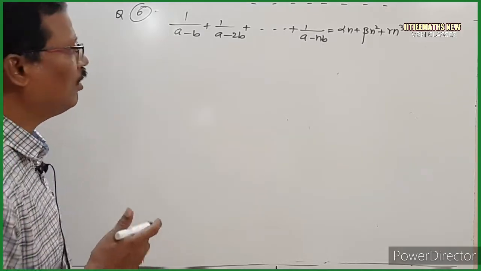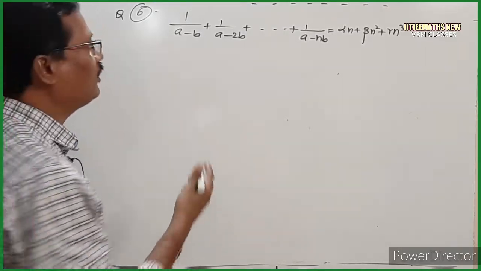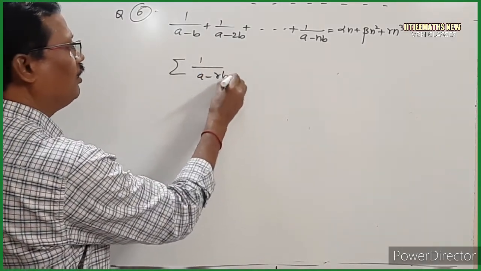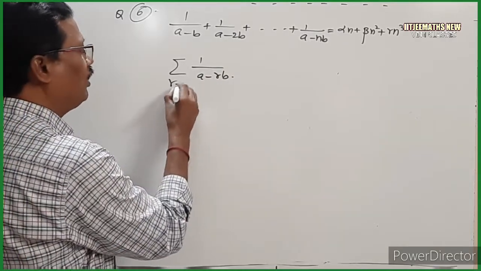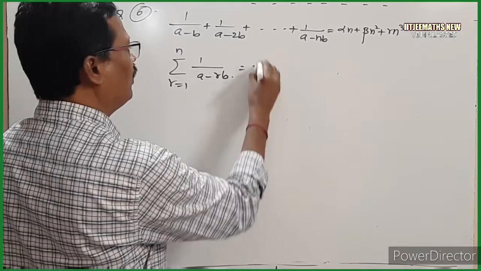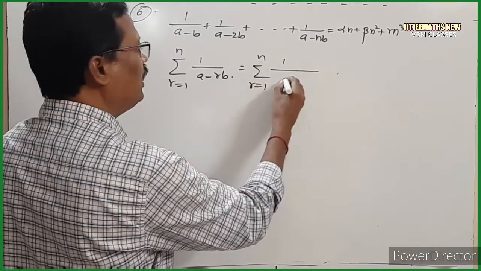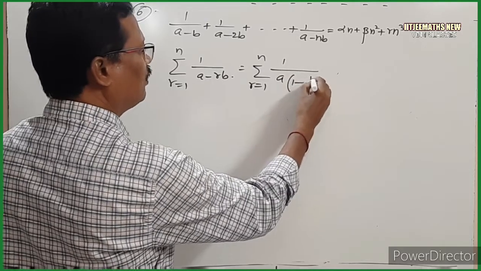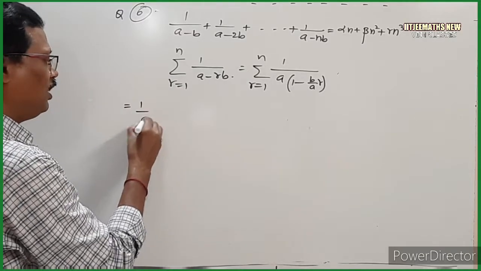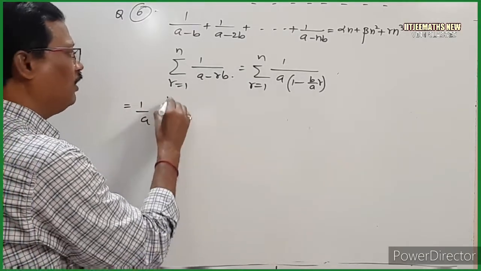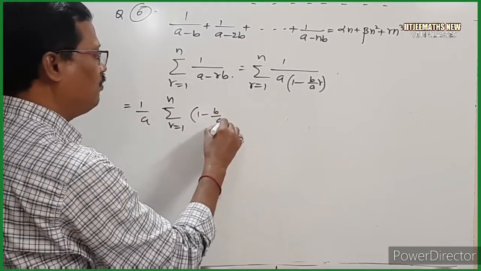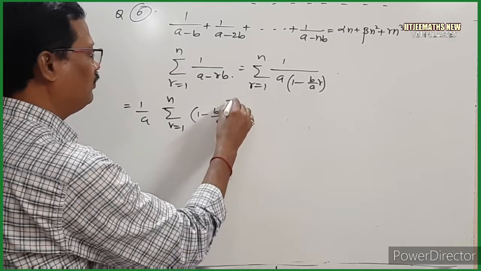Okay. Now see, this LHS I am writing in sigma notation. This is 1 by (a minus rb), where r equals 1 to n. Taking a common, this is 1 by a sigma, r equals 1 to n, of (1 minus (b by a) r) whole to the power of minus 1.